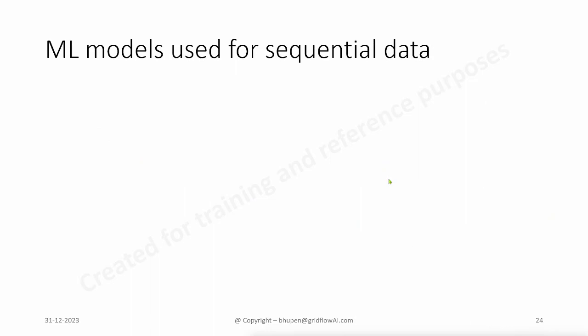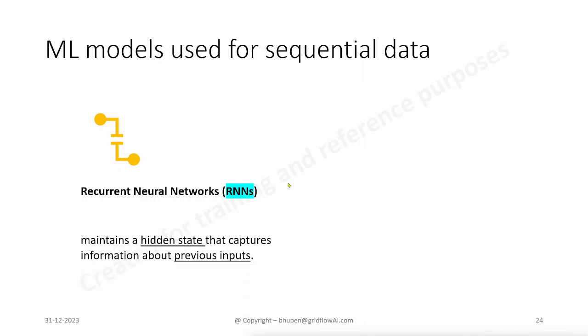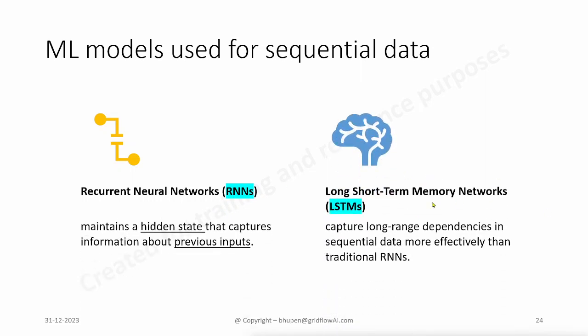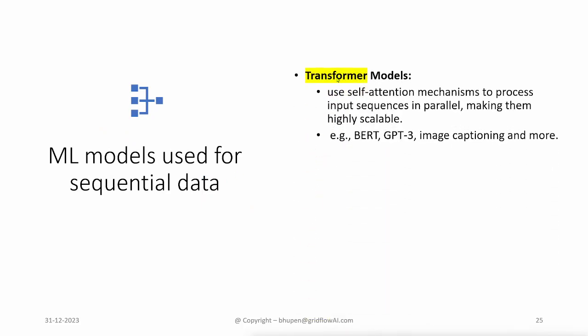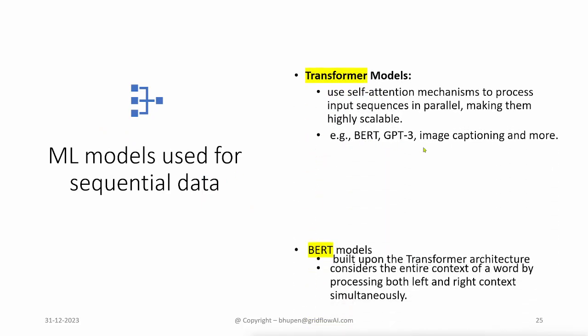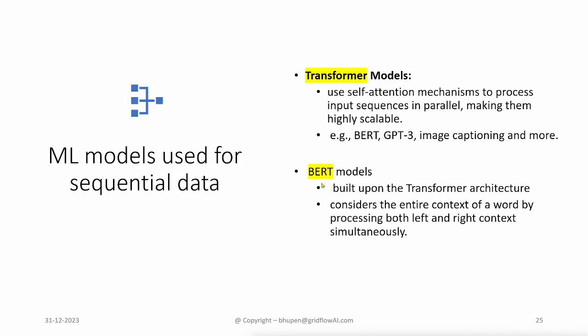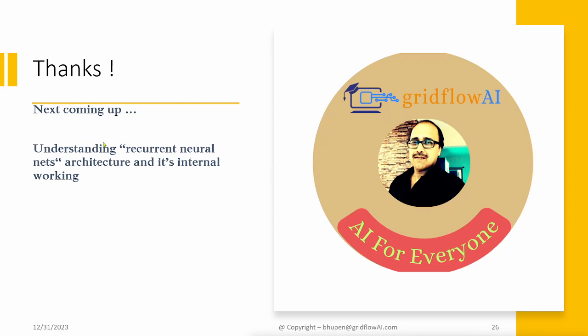Machine learning models that are popularly used to deal with sequence data, primarily we start with recurrent neural nets. In this playlist, I'll be focusing on RNN and also LSTM. Subsequently, I'll also show you the transformer-based models like BERT, GPT-2, GPT-3, and we'll have an exclusive playlist for the BERT model. Next, I'll be showing you the technical architecture of recurrent neural nets and how each component or piece of RNN actually works.